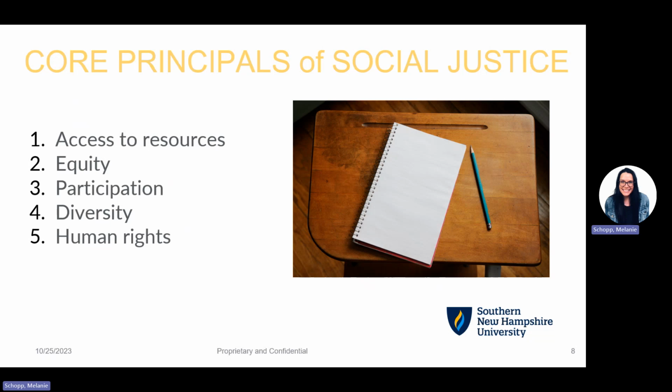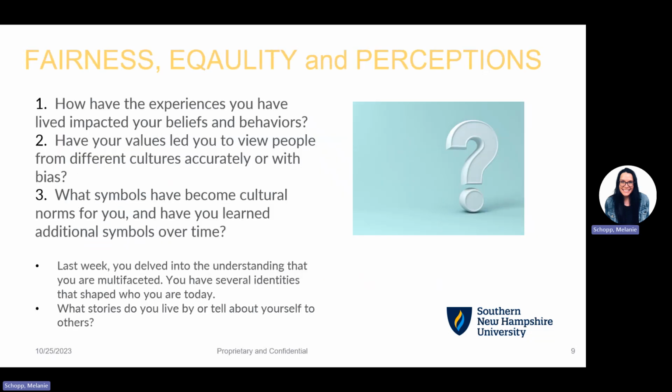We're learning about others. Social justice has 5 core principles. Number 1 is ensuring access to resources. 2 is equality, equity. 3 is participation. 4 is diversity. 5 is human rights. In your module this week and in your reading and required resources, it's going to expand upon those 5 core principles of social justice. These are important for you to understand, especially as you answer your questions for your project drafts this week.